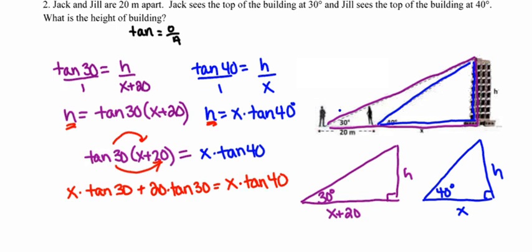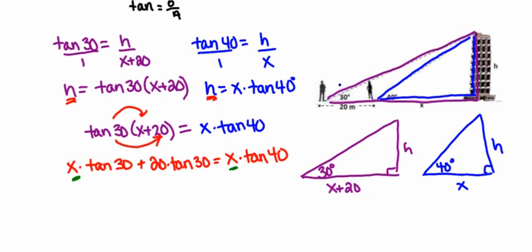And here's where, when I look at this problem, I'm now seeing x's on the left side and x's on the right side. I want to add or subtract until I get all of my x's, the only variable left in the problem, on the same side of the equation. So I'm going to subtract x times tangent of 30 degrees from both sides of my equation.